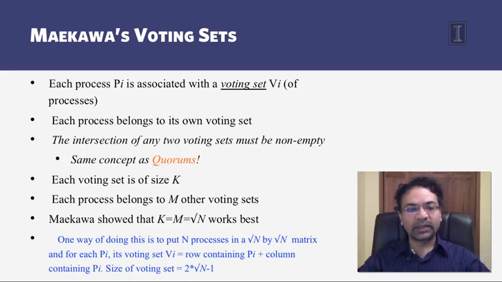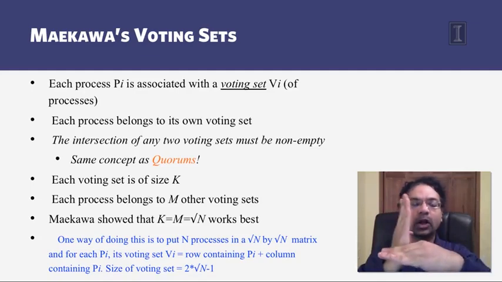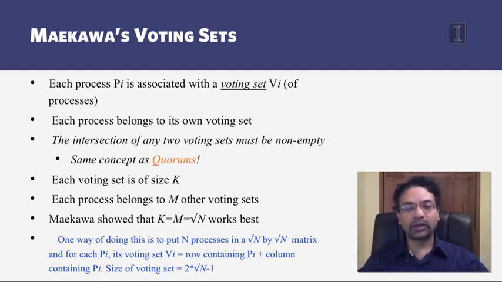One way of assigning voting sets so that they're always intersecting in any pair of voting sets and so that you get order square root of n voting set sizes is to put all the n processes in a square root of n by square root of n matrix. And wherever a process falls in the matrix, you consider that process's column, and you also consider that process's row, and all the processes in the column and in the row are together. The union of them is considered to be the voting set of that process at the intersection of that row and the column. So this would result in a voting set size that is 2 times square root of n minus 1, which is still order of square root of n.